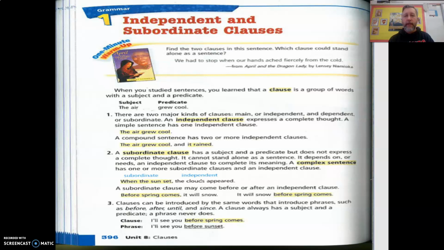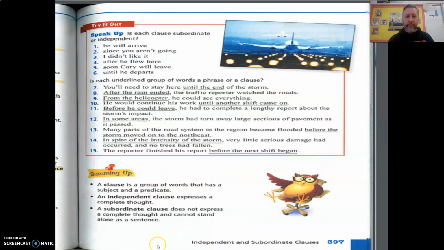Okay, so independent clauses and subordinate clauses have subjects and predicates. A phrase will have one or the other, either a subject or a predicate. All right, let's go through our book examples. Here's a nice summary of what we just talked about, clauses, independent, subordinate clause. Let's look at number 1. Each of them is a clause, numbers 1 to 6. Is each one subordinate or independent?